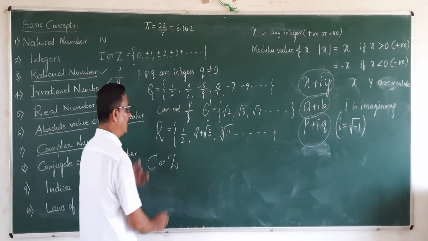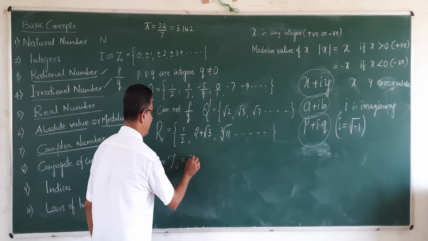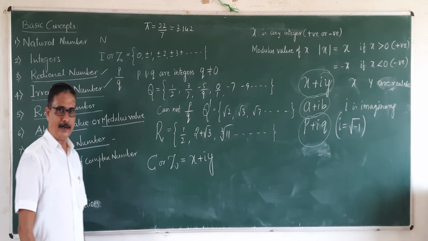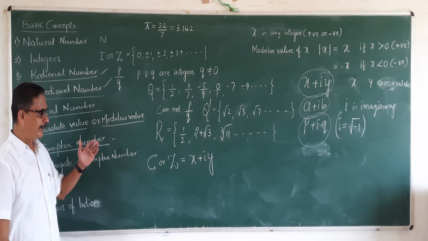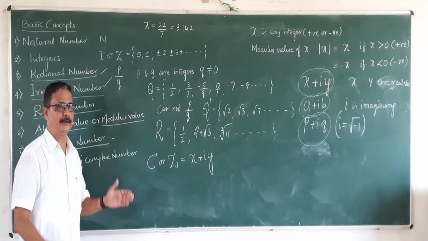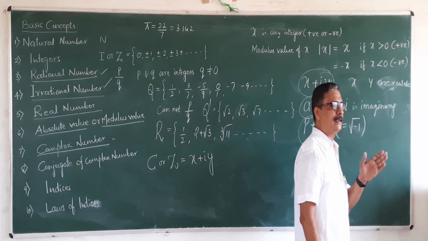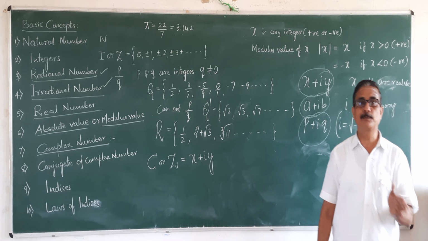Denoted by C or Z. Therefore C or Z is equal to x plus iy. Remember, definition of complex number: a number which can be expressed in the form x plus iy.